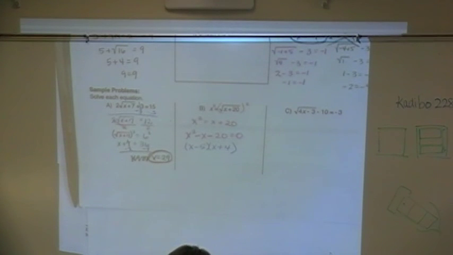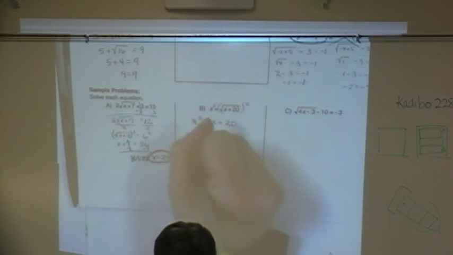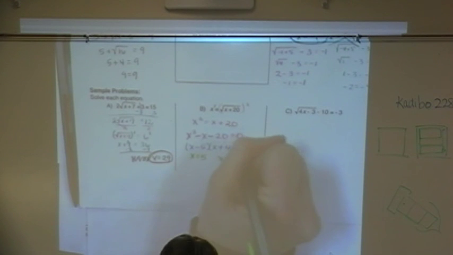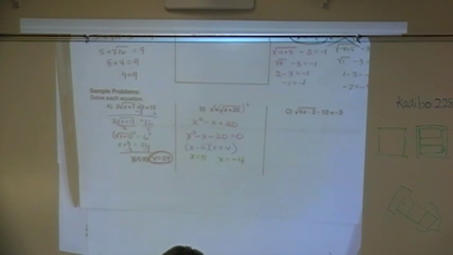Oh, you factored. You can use the quadratic formula if you want to. Oh no, that takes way too long. Yeah, I agree. Okay, 5 worked. Yep, 5 works. -4 doesn't.